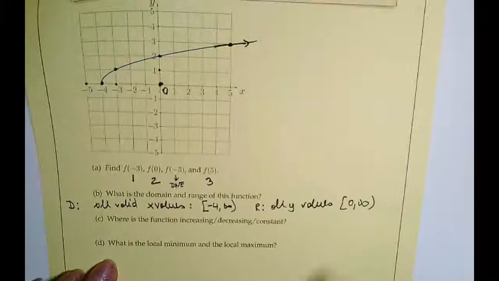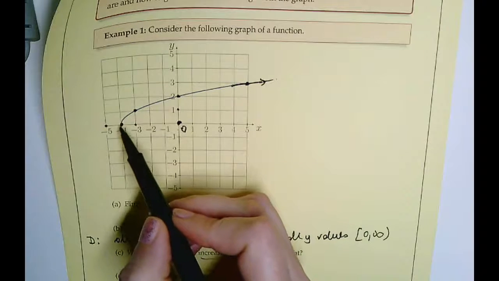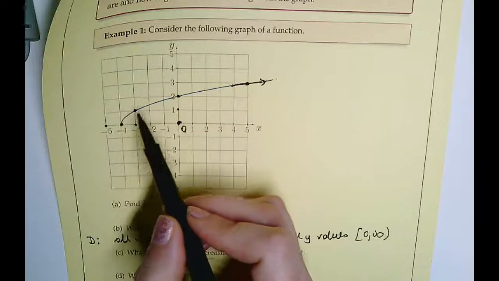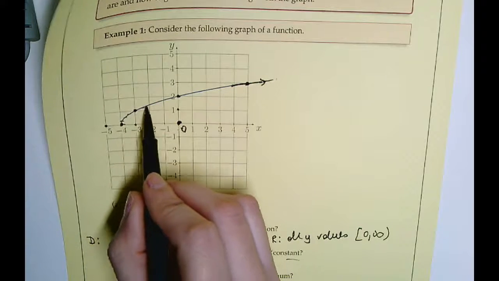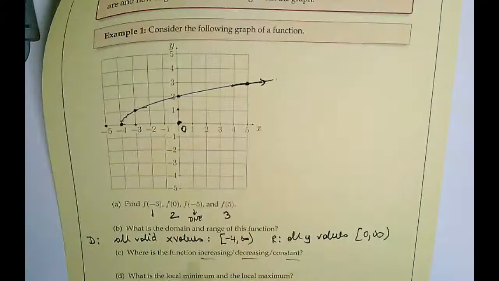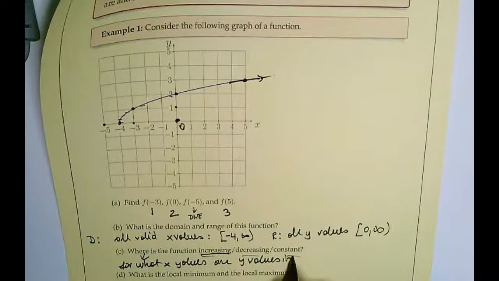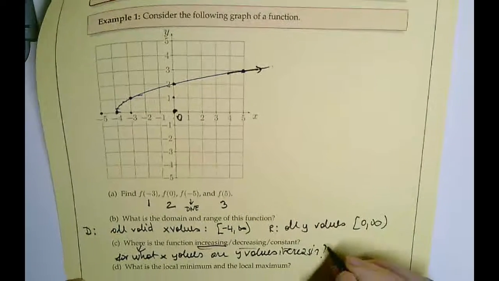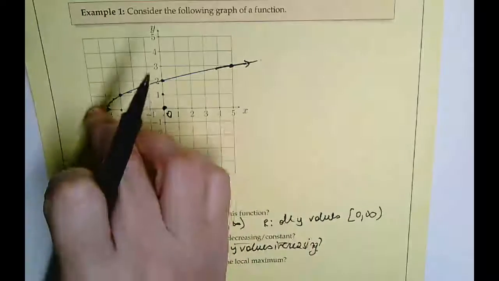All right, and then where is the function increasing, decreasing, or constant? So I start with the first value in the domain for x, and I look from left to right. What is happening to the y values? If I look from left to right, the y value is 0, and then the y value increases, and just keeps on increasing. So where is the function increasing? For what x values are the y values increasing? From -4 to infinity, for those x values, the function is increasing.